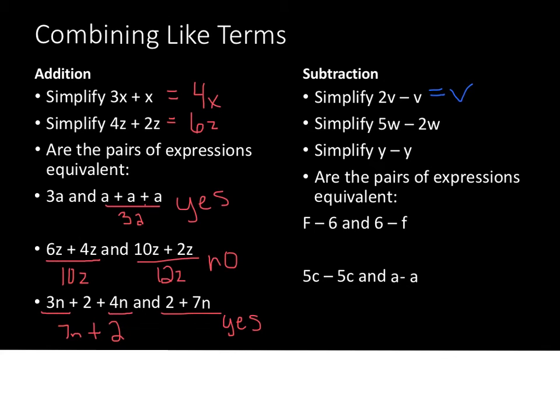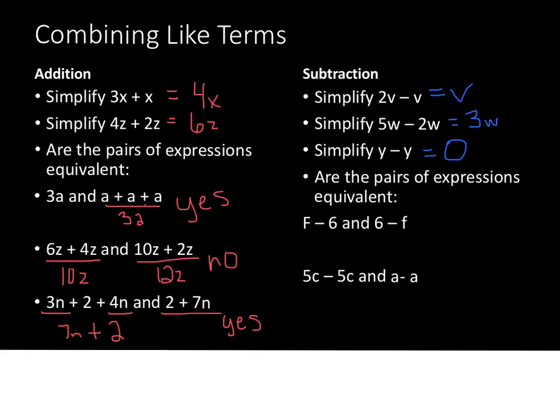Alright, so the next one says simplify 5w minus 2w. So if I have 5w and I take away 2w, I have 3w left. And then the last one says simplify y minus y. Well, that's going to be 0, just like any other number.